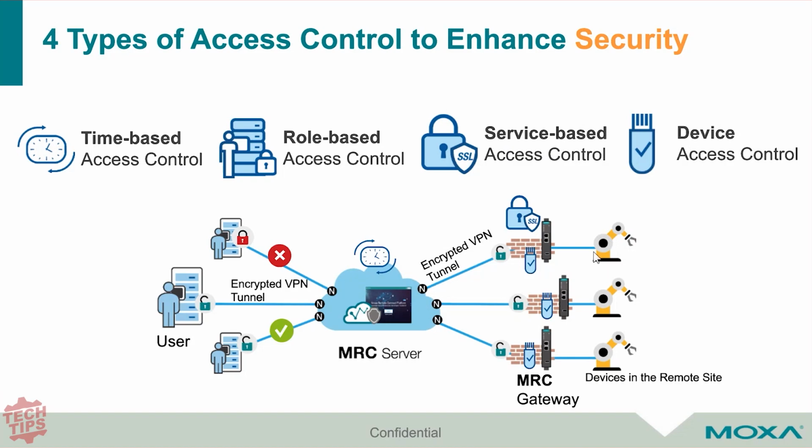And device access control basically means when establishing a connection from the gateway to the MRC server, they will need a USB stick to act as a key. So if they plug in the USB, then it will enable the connection. If they unplug it, or if they want to connect it but they don't have the USB, no connection will be established. So it is like an access control from the gateway side to prevent users from abusing this connection.